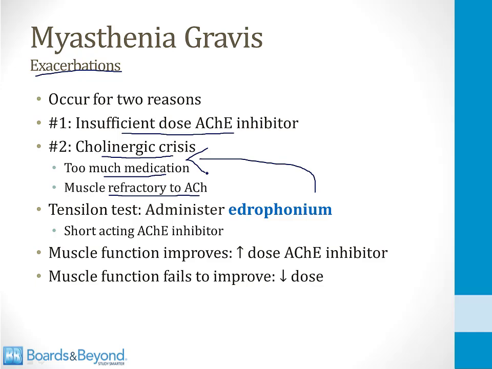The way you can differentiate between these two causes is by doing something called the Tensilon test. Tensilon is the trade name for edrophonium, an acetylcholinesterase inhibitor, and edrophonium is short-acting, so you can administer it at the bedside and it will quickly boost the levels of acetylcholine in the synaptic cleft. If muscle function improves, this means that the patient needs a higher dose of their acetylcholinesterase inhibitor that they take chronically. However, if muscle function does not improve, it means that they are in a cholinergic crisis and you need to lower the dose. So this is sometimes done clinically, especially with patients who have a lot of eye problems that you can easily test clinically. You can administer a dose of edrophonium and see if the symptoms improve.